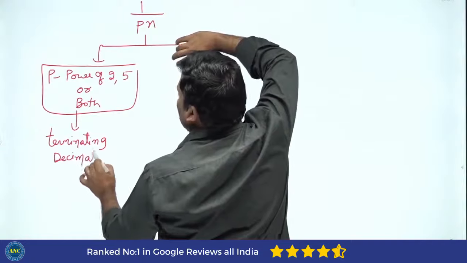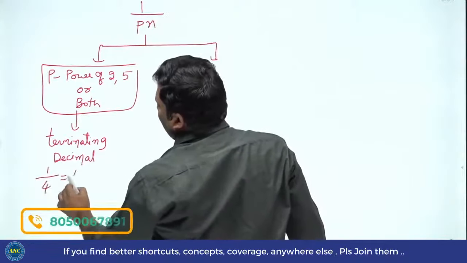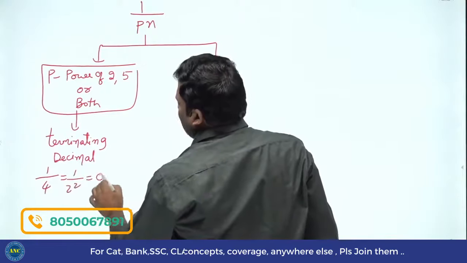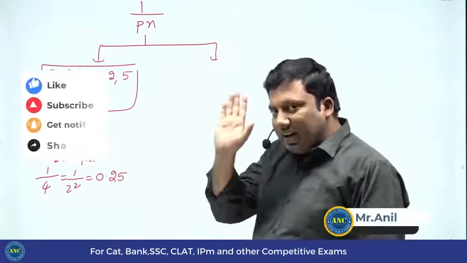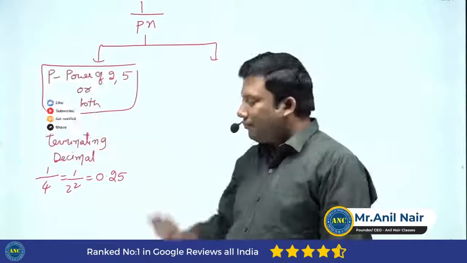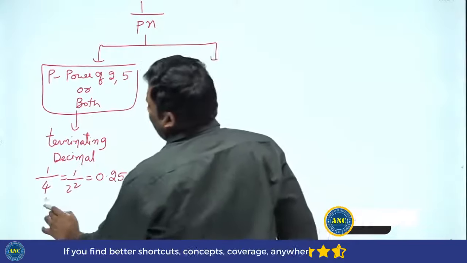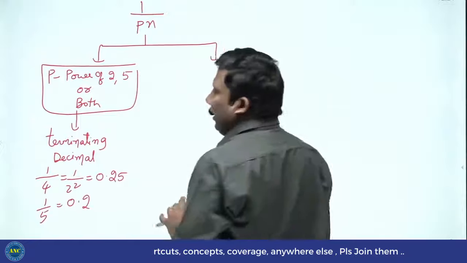What do you mean by terminating decimal? 1 by 4. 4 is a power of 2. 1 by 4 is 0.25. It is stopping. Terminus, it is the dead end. There is nothing further. Terminal. 1 by 5 is 0.2. These are all terminating decimals.